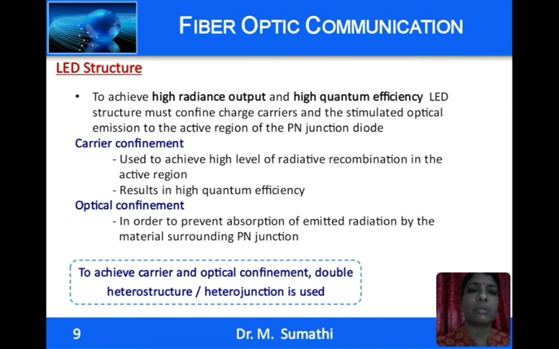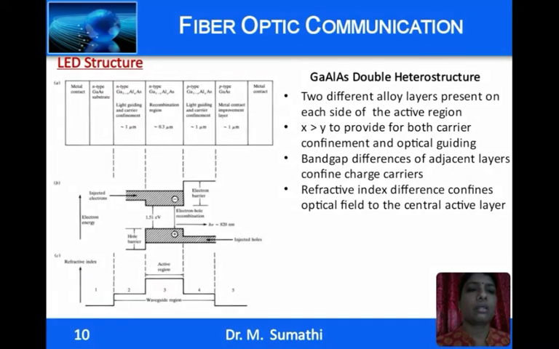And optical confinement, that is confining the photons that are emitted to the active region, will prevent absorption of the emitted radiation by the surrounding PN junction material. So, high carrier and optical confinement can be obtained by having a double heterostructure or double heterojunction structure. This diagram gives a basic double heterojunction structure with gallium aluminum arsenide as an example. The active recombination region is surrounded by two different alloy layers on either side.